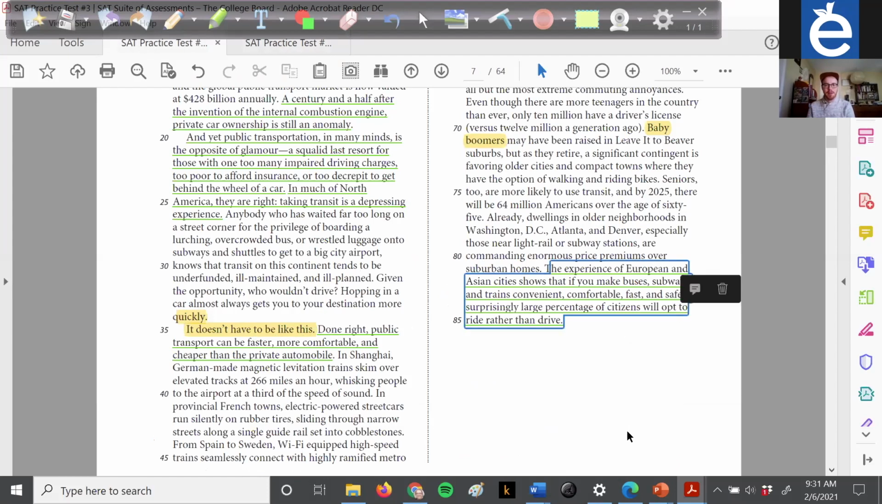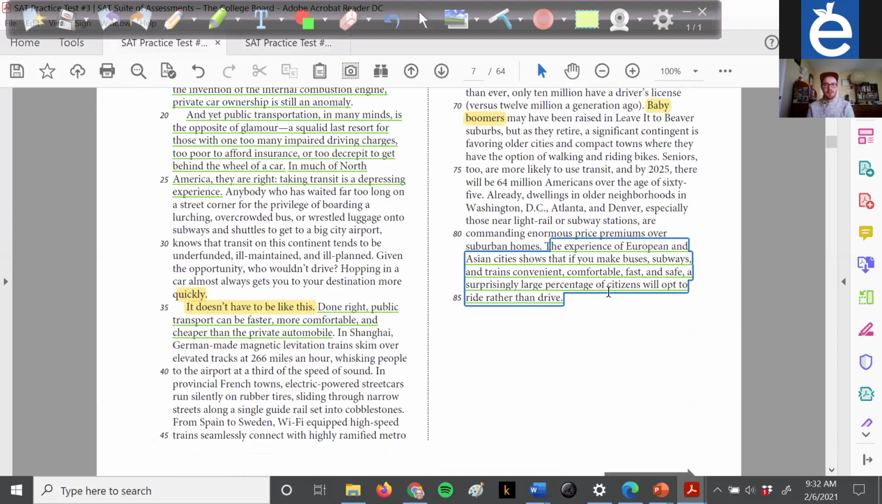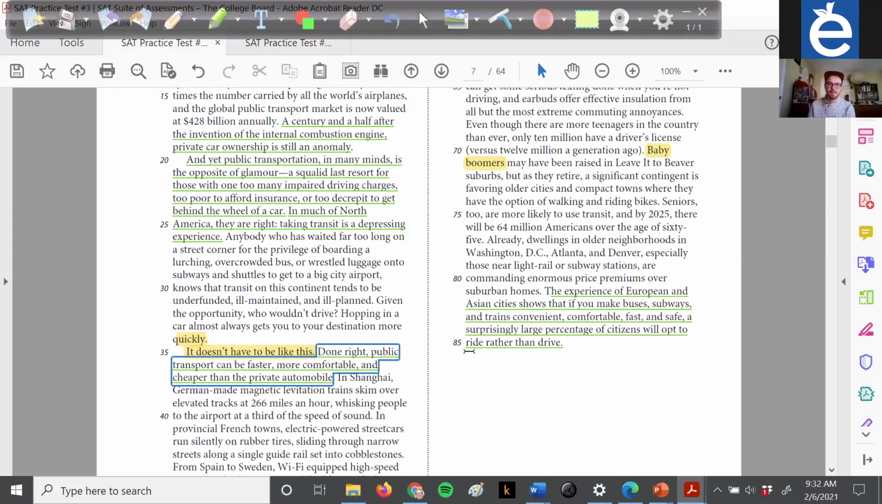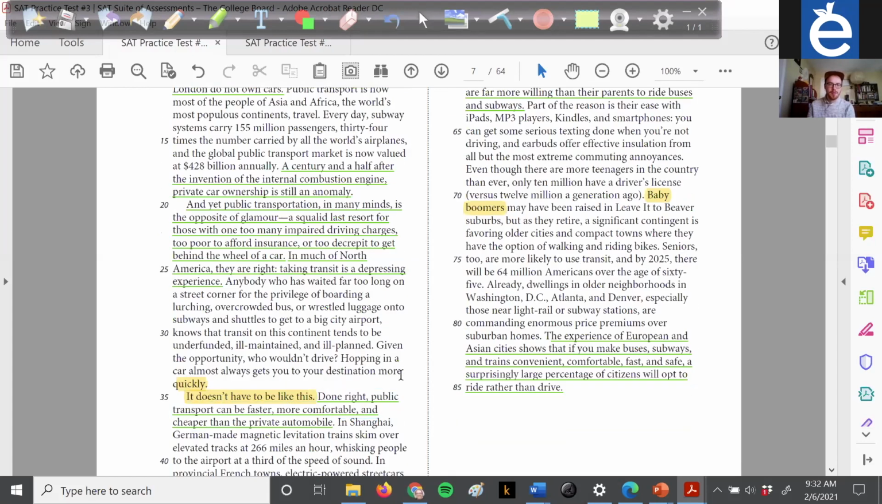They're saying that public transit can be good. It can work. We get that here. The experience of European and Asian cities shows that if you make these things convenient, comfortable, fast, and safe, then more people will opt for public transit. And we see it here, done right. Public transport can be faster, more comfortable, and cheaper than the private automobile. So our third paragraph, well, what does that serve to do? We've read this already about how it's a squalid, unglamorous experience in the minds of many North Americans.